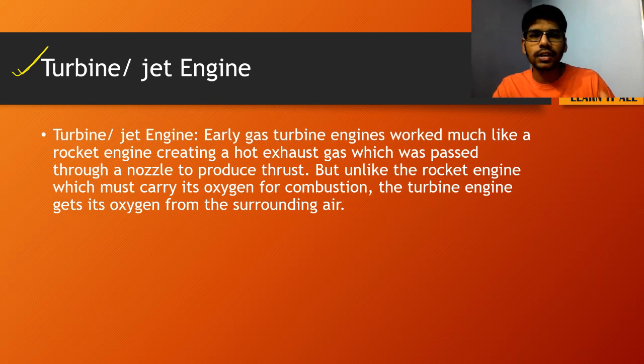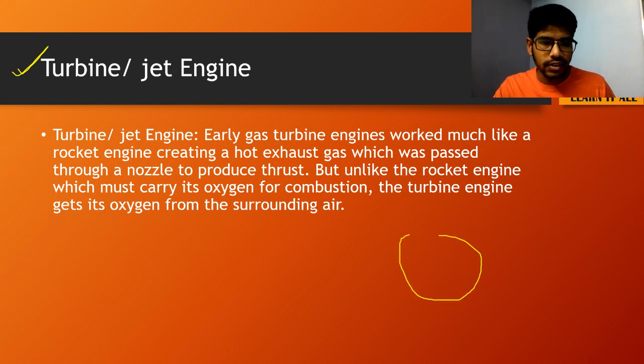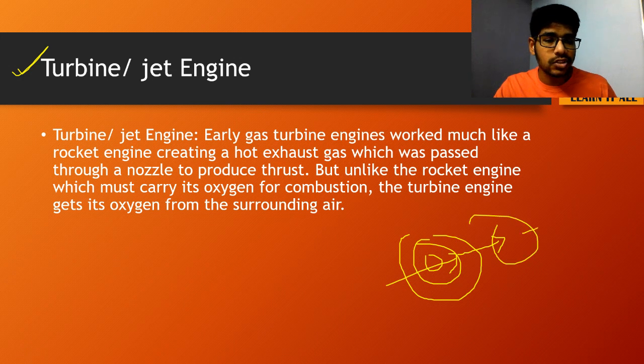So here we have the moving turbines. So we call it turbojet as well, right? So the early gas turbine engines worked much like the rocket engine, created a hot exhaust gas which was passed through the nozzle to produce thrust, right? That means we have different turbines which are actually rotating. So from the turbines the air is moving in, which is being combusted, and the combusted air is moving out of a nozzle, right?